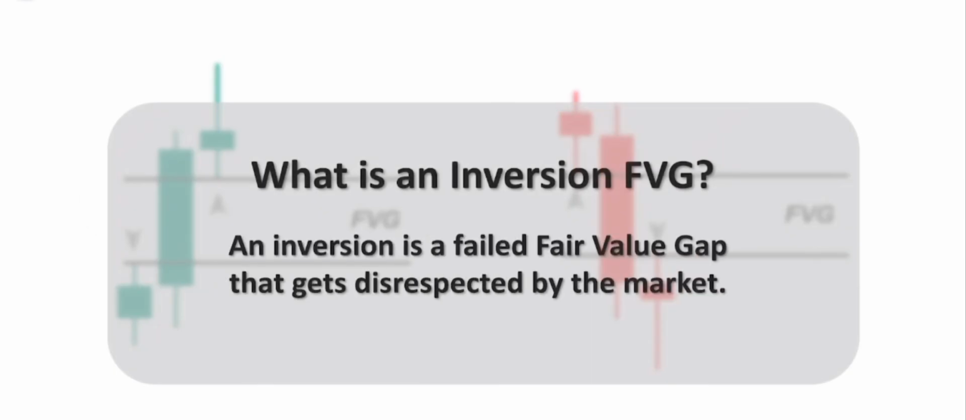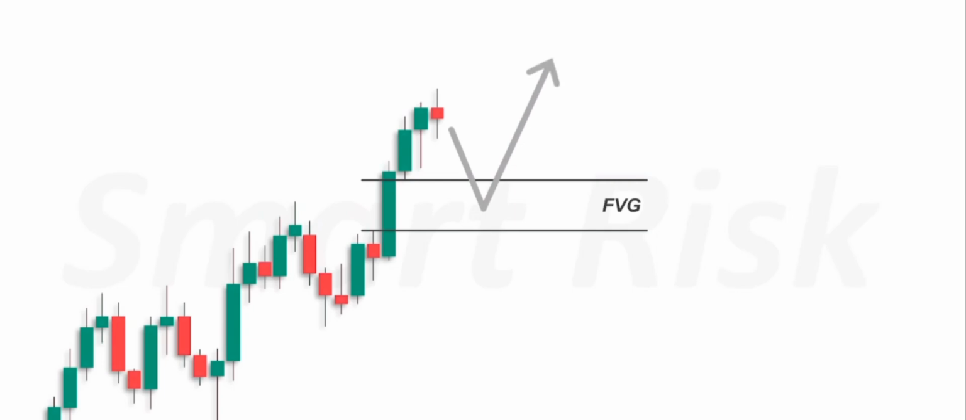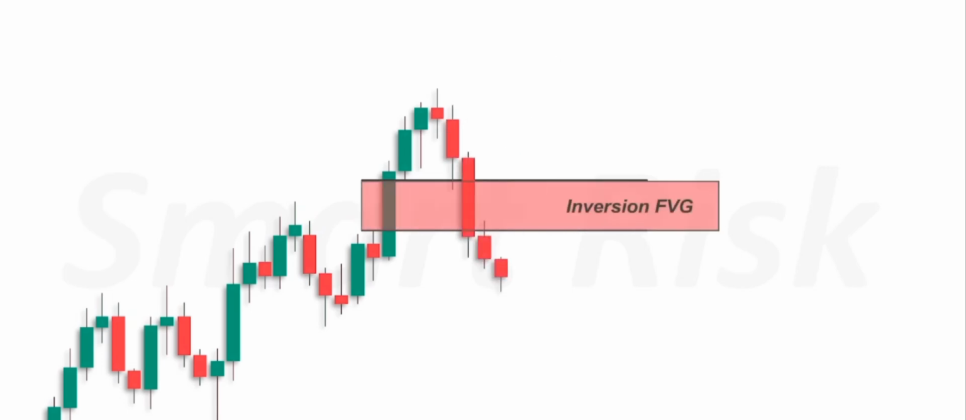An inversion is a failed fair value gap that gets disrespected by the market. For example, here we have a bullish imbalance that caused this FVG. When the price pulls back to this area, we expect a rejection to the upside and a continuation of the uptrend, but you can see that the next candles close over the FVG, completely disrespecting it and creating an inversion.